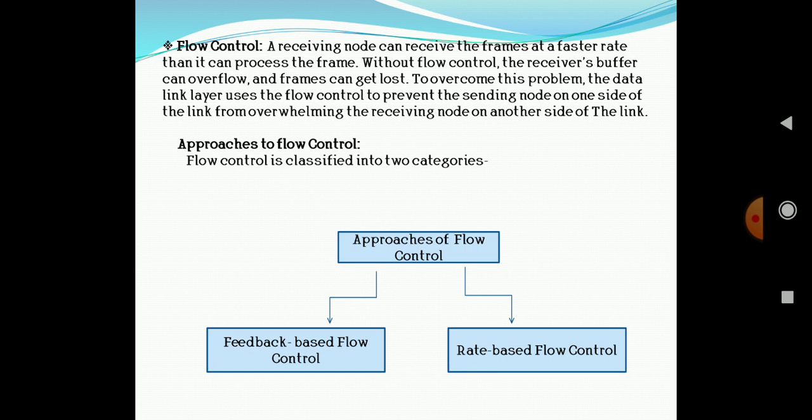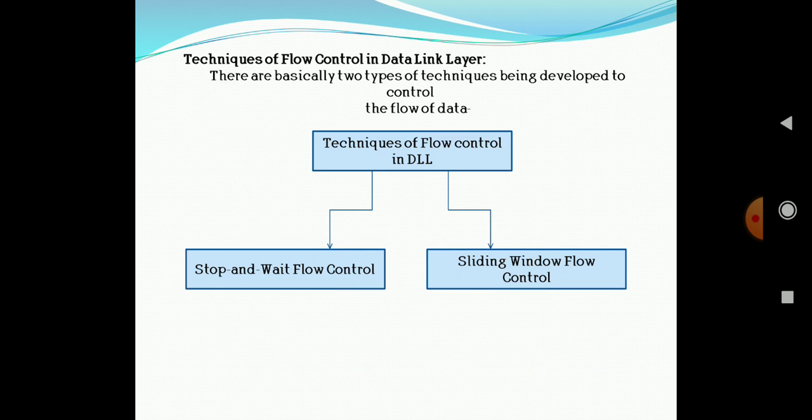The approaches of flow control. Flow control is classified into two categories. First one is feedback based flow control and second one is rate based flow control. Then techniques of flow control in data link layer. There are basically two types of techniques being developed to control the flow of data. The first one is stop and wait flow control, the second is sliding window flow control.